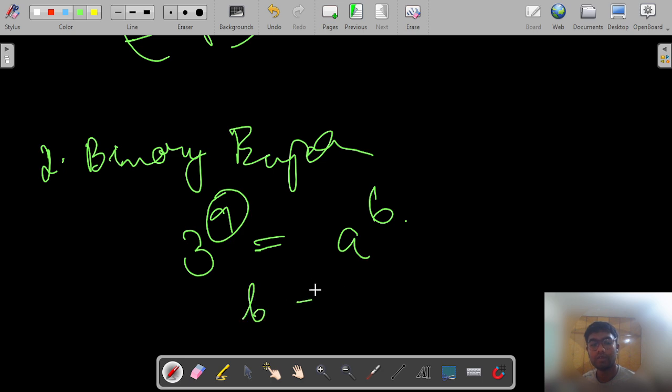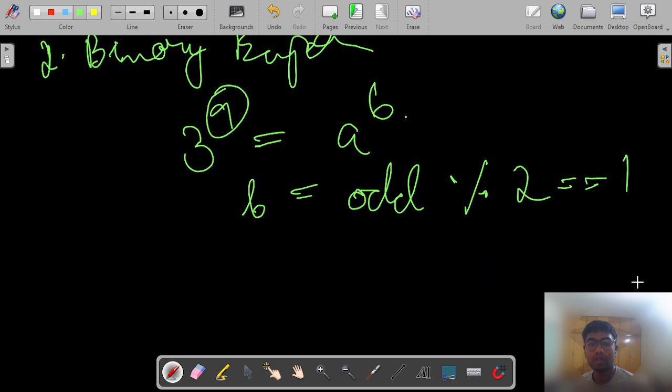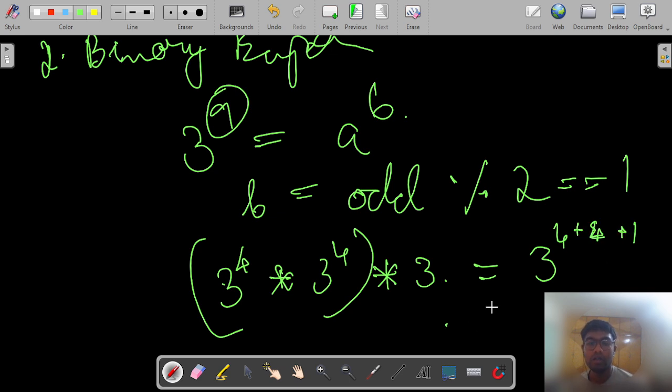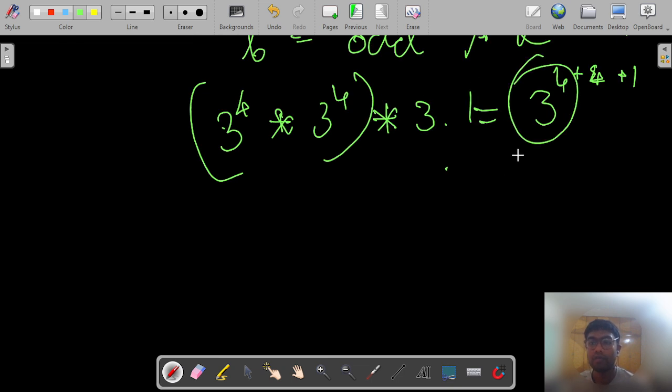If b is odd, then we divide it by 2, and if it equals 1, then we do it this way: 3 power, maybe 4 into 3 power 4, into 3 power 3. So this would be our problem, where this would also be equal to 3 power 4 plus 4 plus 1. So yeah, and again this can be simplified by recursion.